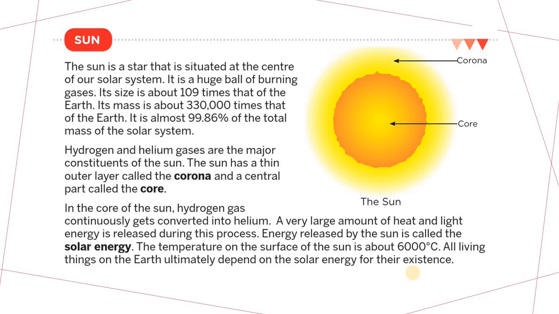So you can imagine the interior or the core of the sun, how hot it would be. All living things on the earth ultimately depend on the solar energy for their existence. And we've also studied this before, that earth is at a very comfortable distance from the sun. If it was much closer than it is, it would become too hot for life to exist, and if it was farther away from the sun, it would become too cold for life to exist. So we are at a very comfortable distance, just right for the possibility of life to exist and grow on our planet.